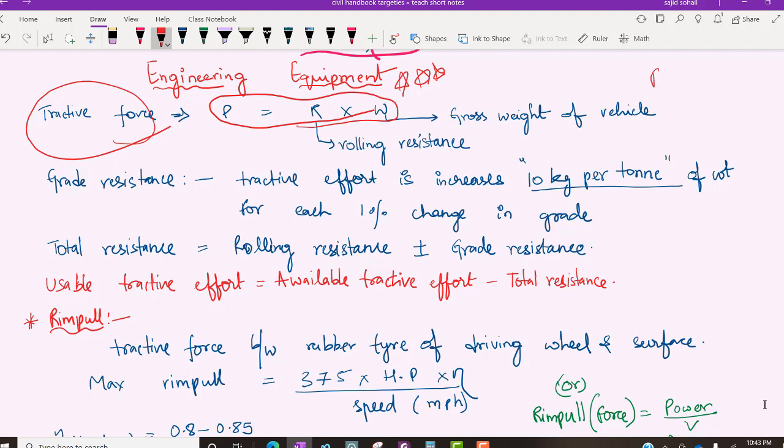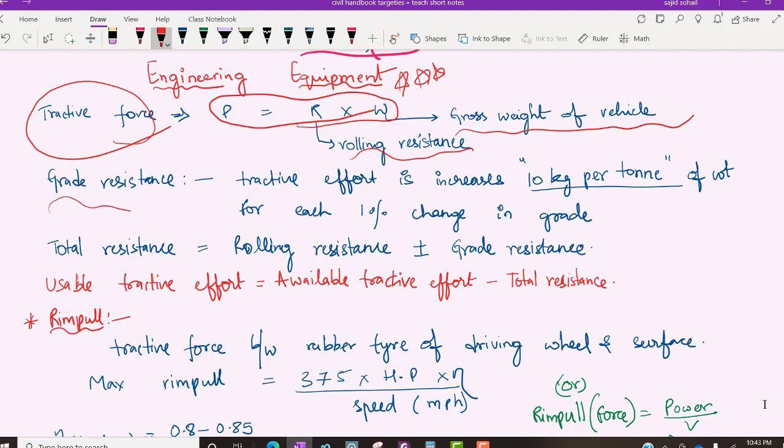Friction formula याद है आपको? F is equal to mu N कुछ था ना? So resistance into your gross weight, right? Similar to that. यहाँ पे क्या आता है? P is equal to R into W, where R is rolling resistance, W is gross weight of vehicle. Like that you can easily remember. कोई problem ही नहीं है ना, याद रहेगा.